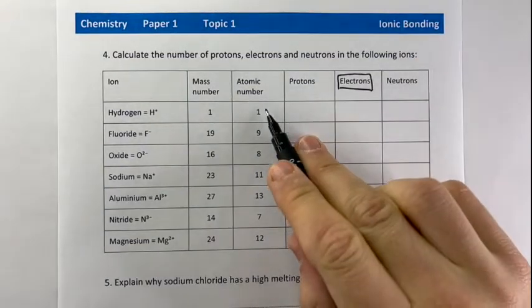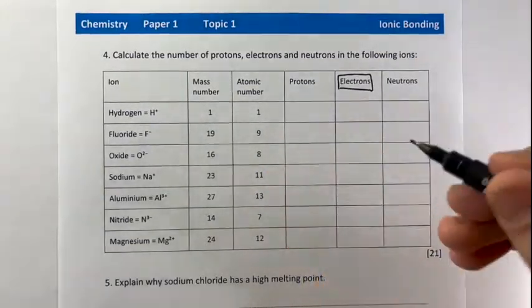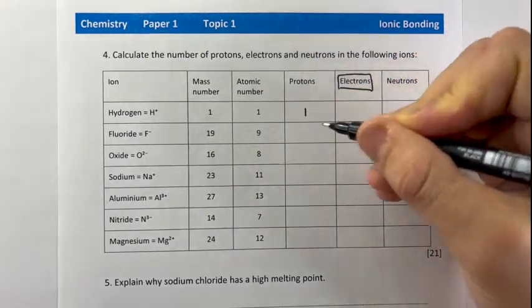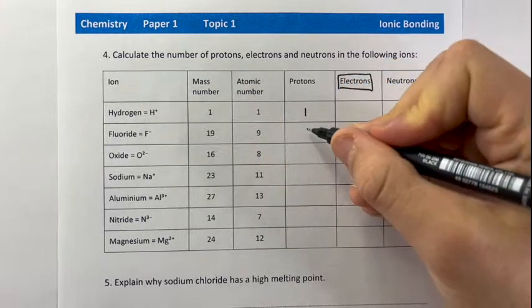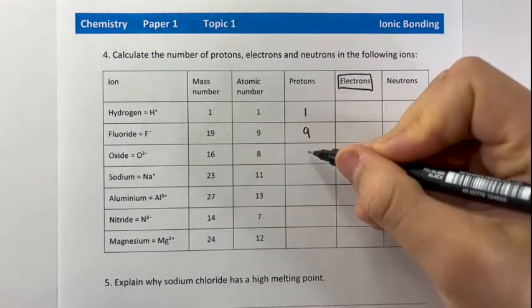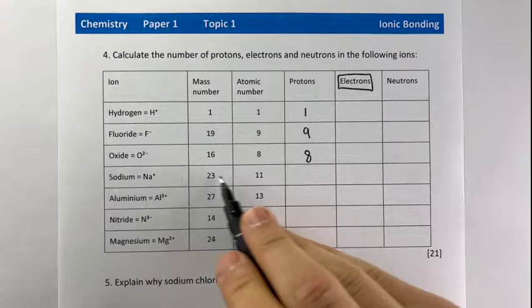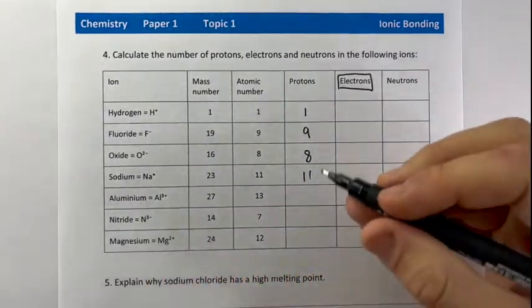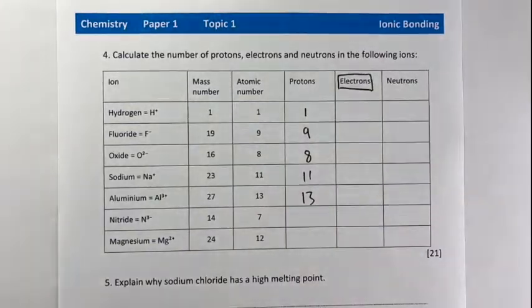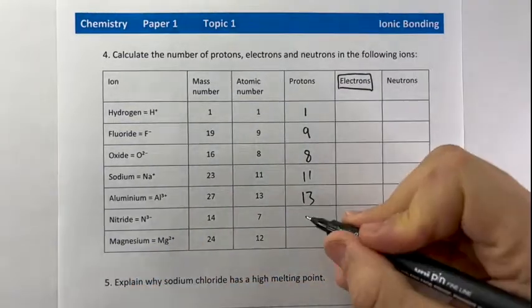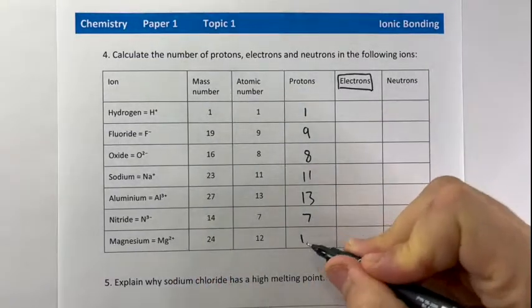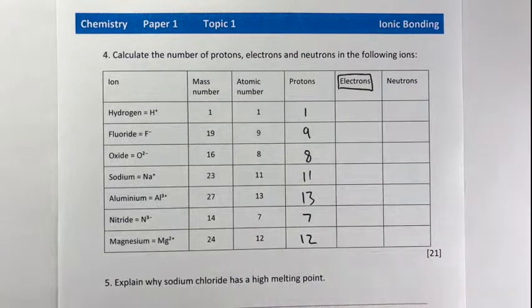So the atomic number is always the same as the number of protons, so we can fill that out straight away. So hydrogen has 1 proton, the fluoride ion has 9 protons, the oxide ion has 8 protons, the sodium ion has 11 protons, the aluminium ion has 13 protons, the nitride ion has 7 protons, and the magnesium ion has 12 protons. This does not change.